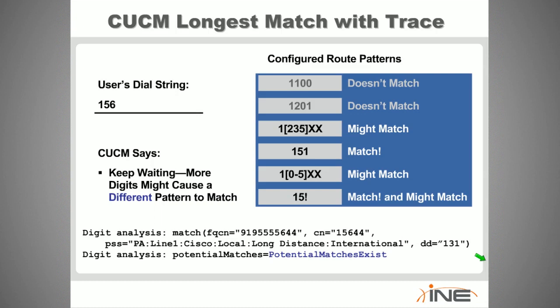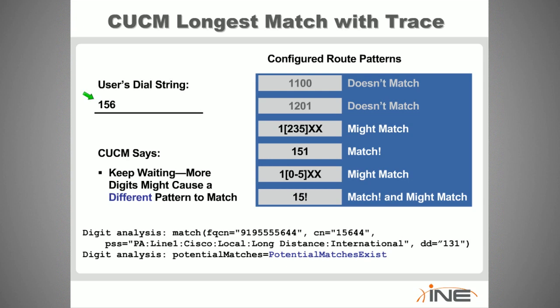Actually, my dial digits down here are not going to match what is up here. That's because I updated the slide and I forgot to update the trace. So this would say 156, not 131. But anyhow, the user dials 156.